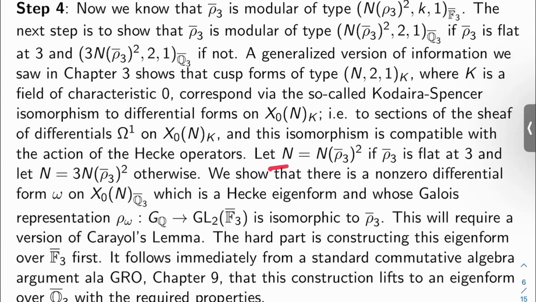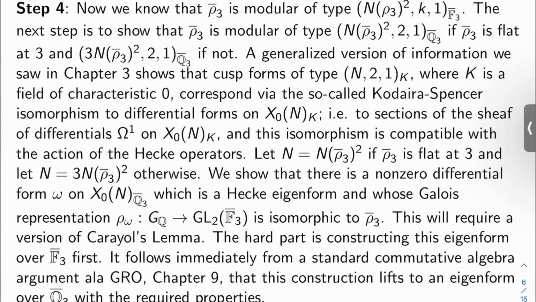So let's let N equal the conductor of rho bar 3 squared if rho bar 3 is flat at 3, and 3 times that otherwise. What we have to do is show that there's a non-zero differential form omega on a Q bar 3 model of X0(N), which is a Hecke eigenform and whose Galois representation, which we'll call rho sub omega from GQ to GL2 of F bar 3, is isomorphic to rho bar 3. And this is where, if you remember at the beginning of this chapter, I gave you something called Carayol's lemma. We're going to require a version of that to do this.